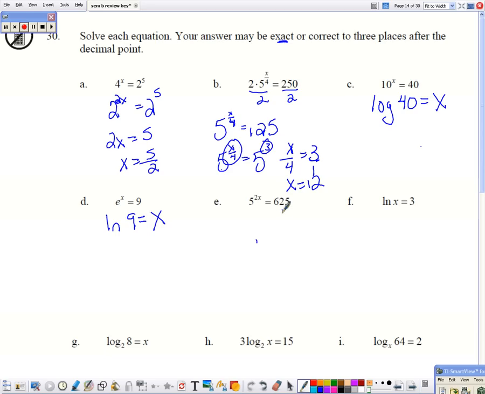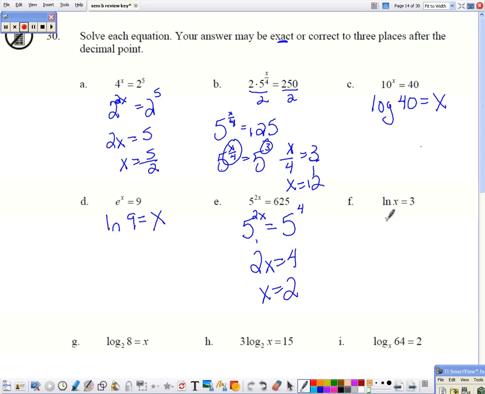Now, 625, is that a power of 5, and that is 5 to the 5th? Nope, it's not. It's 5 to the 4th. So that means 2x has to equal 4, so x is 2.